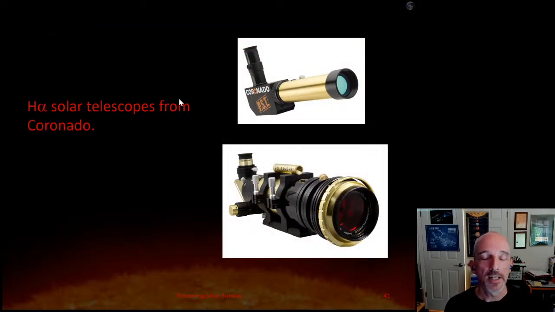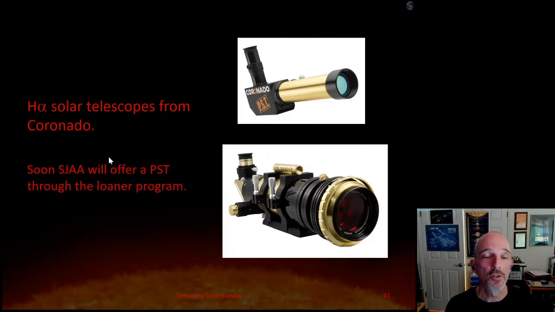As a second option, there are also hydrogen alpha telescopes from a company called Coronado. At the top is something called the Personal Solar Telescope, or PST. This is probably the least expensive telescope of this kind you can buy. Here's a little bigger one on the bottom. And it actually turns out that very soon SJA will offer a PST also in the loaner program. So one of these is coming. So that will be fun.